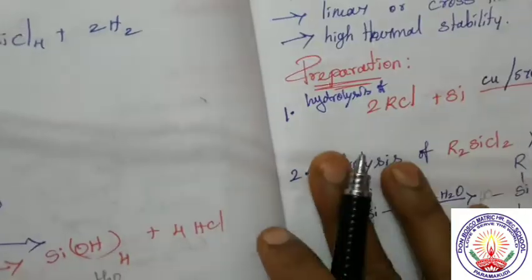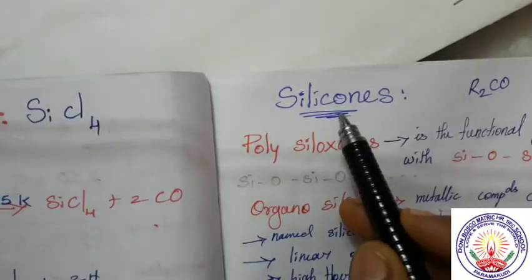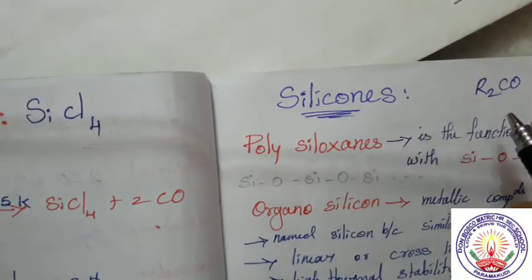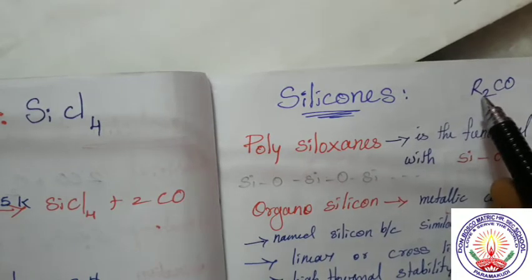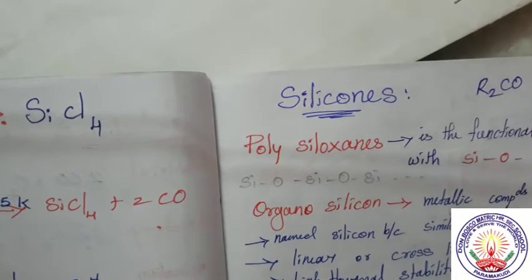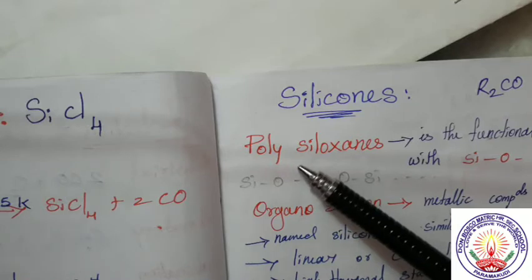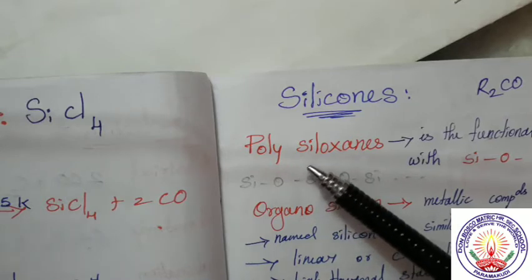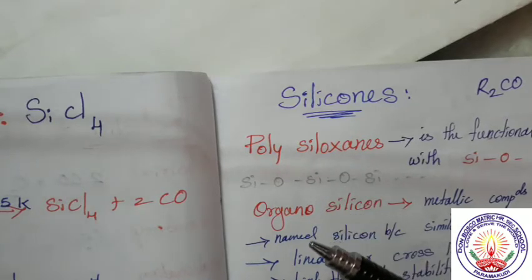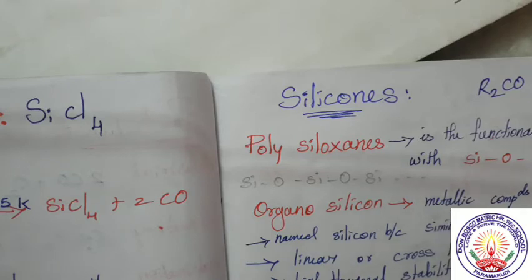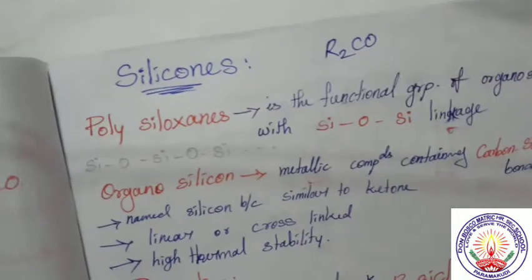Next we shall see silicones. Its formula is R2SiO. These silicones are polysiloxanes or organosilicon polymers with the general formula R2SiO.